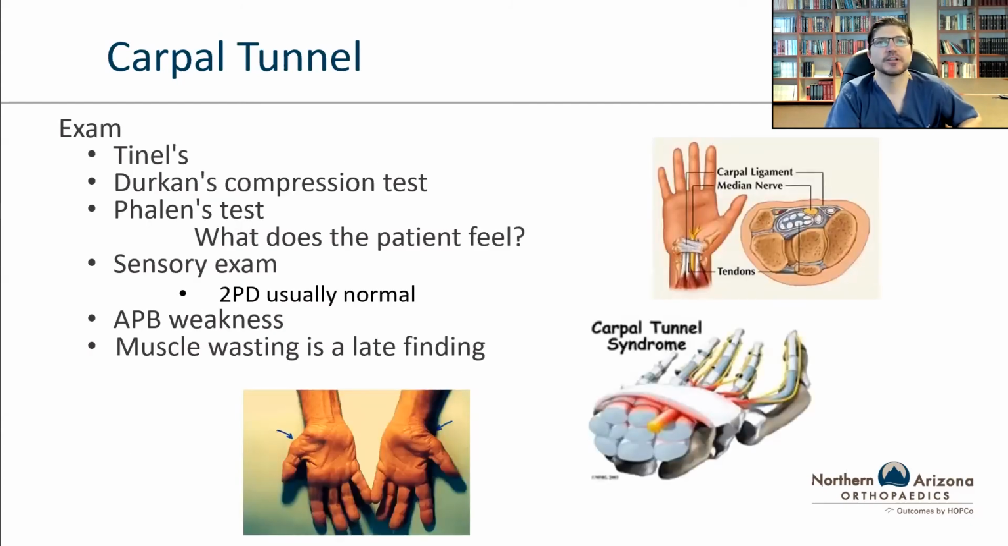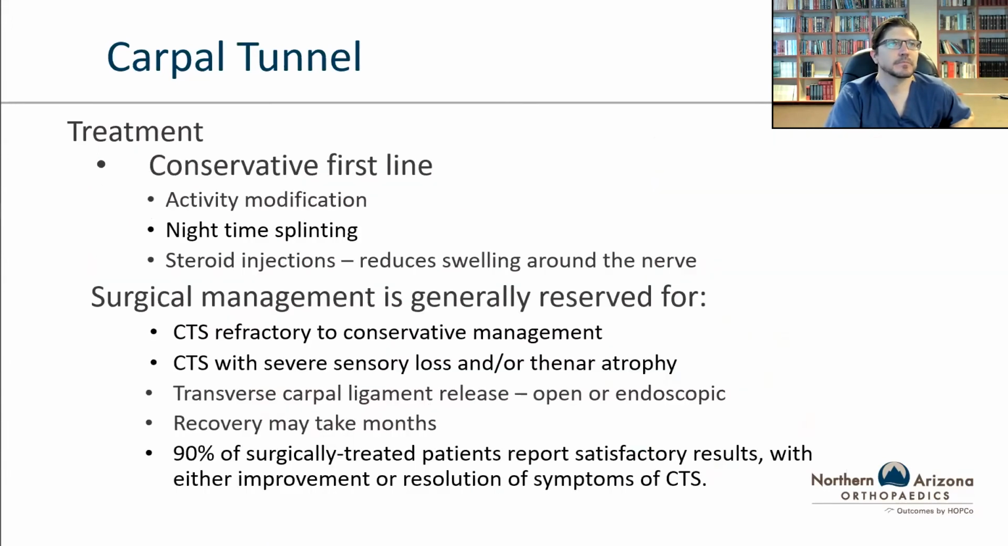Carpal tunnel on examination, we look at a very important test. Tinel's is where we percuss the nerve and see if there's numbness and tingling. We look at manual compression and whether that reproduces the symptoms, and what the patient feels when we do these. We also look at a sensory exam to assess whether or not the nerves are affected, if the muscle is affected. The bottom left picture is a late finding where the nerve has been compressed for a long period of time or severely compressed, causing atrophy of the muscles, which is a very urgent requirement for surgery.